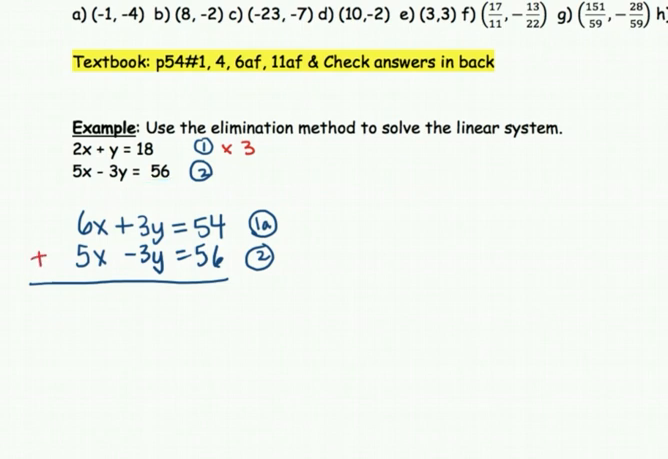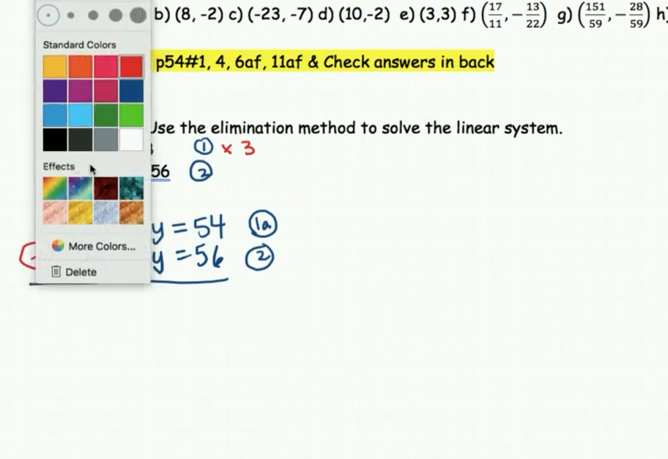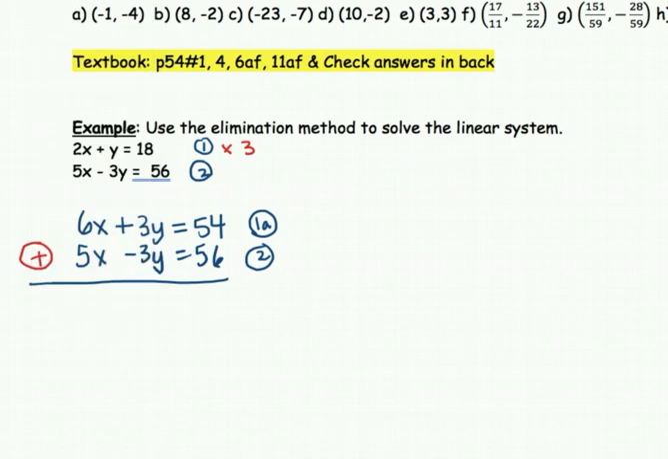Okay, so we're going to add these because they have the opposite signs for the y's. Go through and calculate these out. So 6x plus 5y is 11x. Positive 3 plus negative 3, the y's are gone, equal sign comes down, and then we have 110. From there we have a simpler equation, so quickly getting to the x value here.